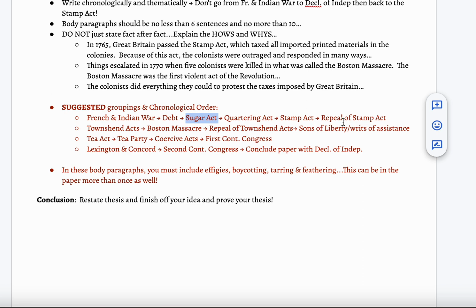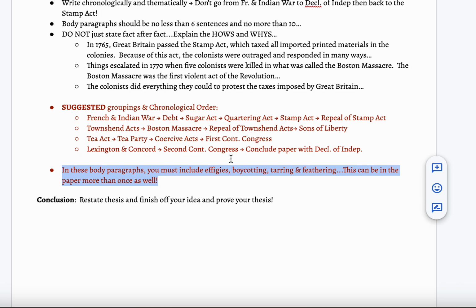Quartering Act, Stamp Act, repeal of the Stamp Act. That's a great chronological order there. The Townshend Acts, which then led to the Boston Massacre, then they were repealed, and then the Sons of Liberty. I can actually get rid of writs of assistance there. The Tea Act, Tea Party, Coercive Acts, First Continental Congress, battles of Lexington and Concord, which led to the Second Continental Congress, and then conclude the paper with the Declaration of Independence.